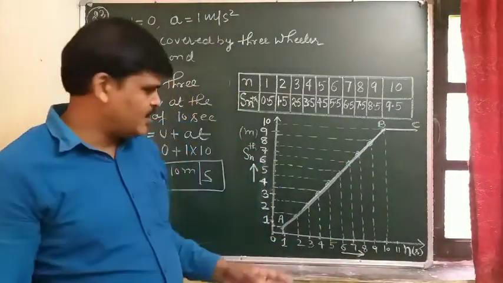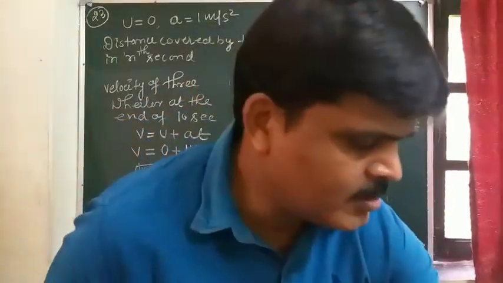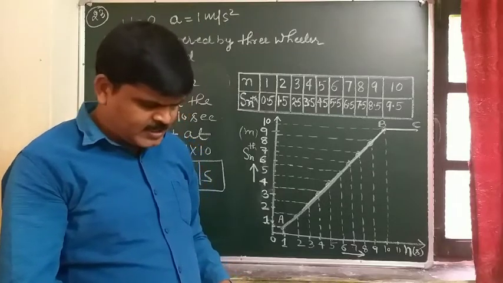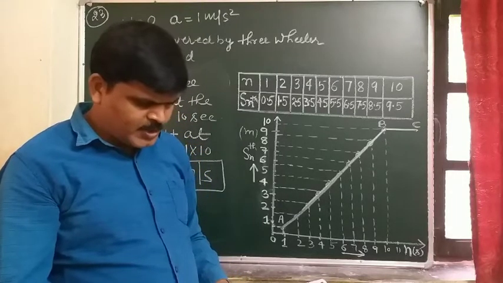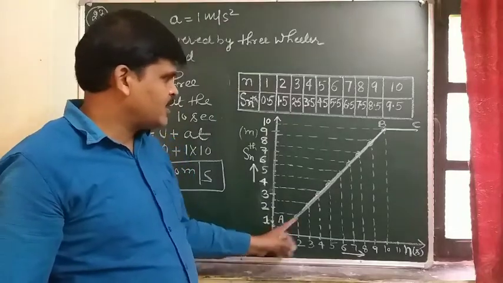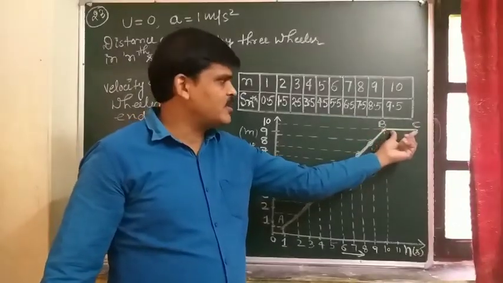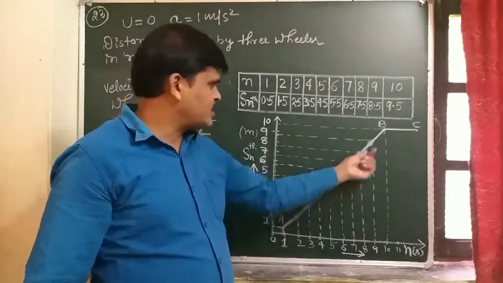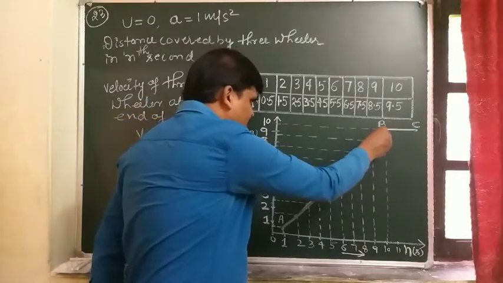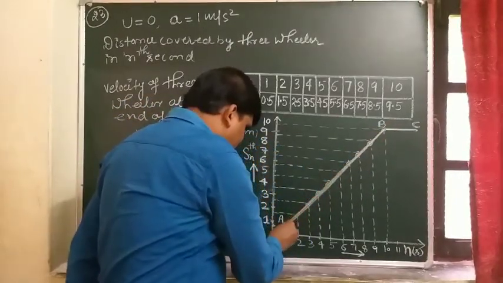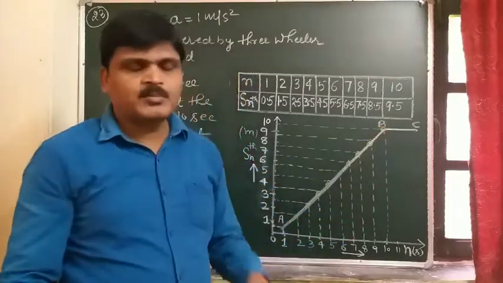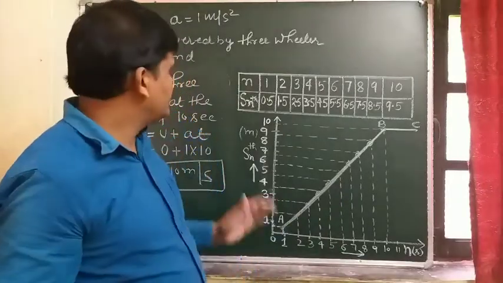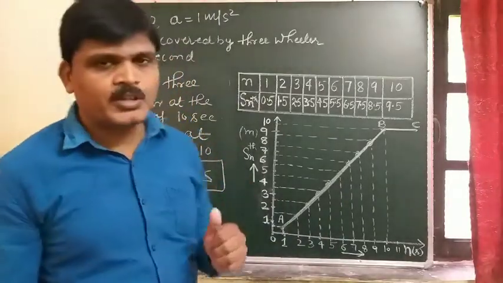And the last question is, what do you expect this plot to be during accelerated motion? So students, here the three-wheeler moves with a uniform speed, with no acceleration. So during accelerated motion, what type of graph comes out? That A to B. During accelerated motion, the A to B graph comes out in the form of a straight line. This is the complete answer of question number 23.